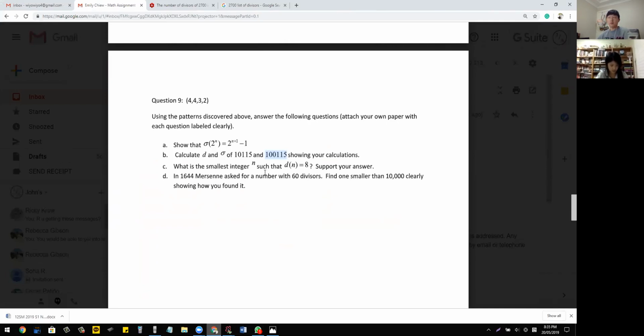Can you show me the photo of this? Did I write it somewhere? Do you have that with you? For B, I don't think we actually did B. But I think that one, now that I know the rule, okay, I'll leave that to you. Then, what is the smallest integer n? So we didn't do this one, right? No. Support your answer. Yes, C and D.